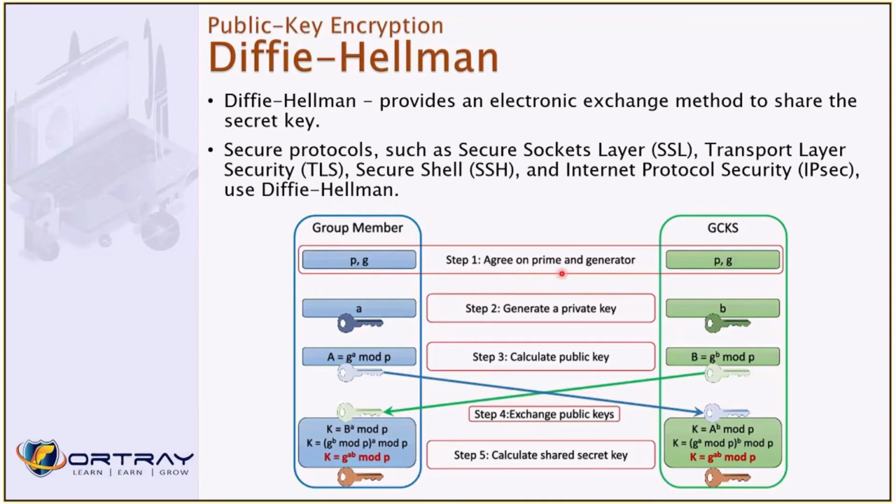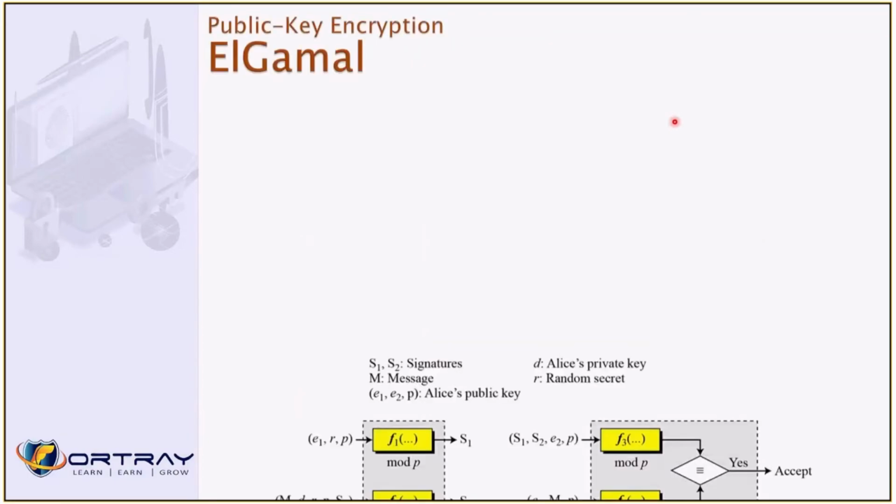Agree on the parameter and generator, generate a private key, based on the information calculate the public key, and then exchange the public key. So you see this? For exchanging the keys over the internet, we use Diffie-Hellman. That's an exchange method we have defined. All these protocols, SSL, TLS, SSH, and IPsec, they all use the Diffie-Hellman protocol.